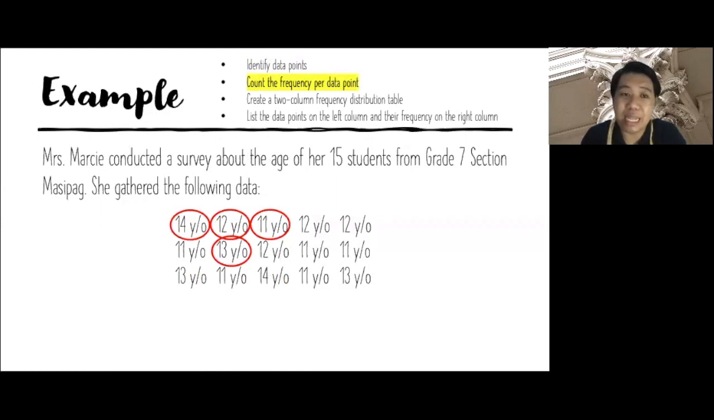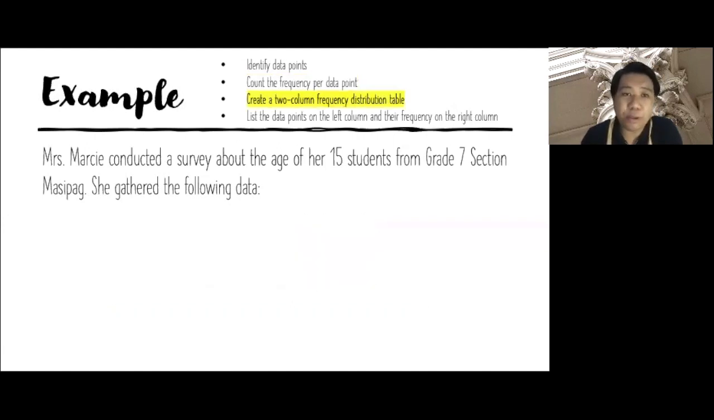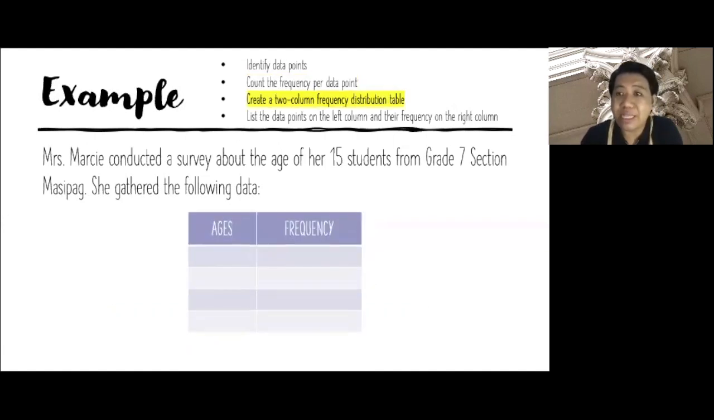yung frequency nila. So let's say ang 11 years old po ay 6 yung count, 12 years old ay 4 ang count, 13 years old ay 3 ang count, at ang 14 years old ay 2 ang count. Pagkatapos po nun na mabilang natin yung mga frequency per data point, ang gagawin po natin is to create a 2-column frequency distribution table. And mapapansin nyo po, nasa left side yung ages and nasa right side yung frequency. So isulat po natin sa left side yung mga ages.